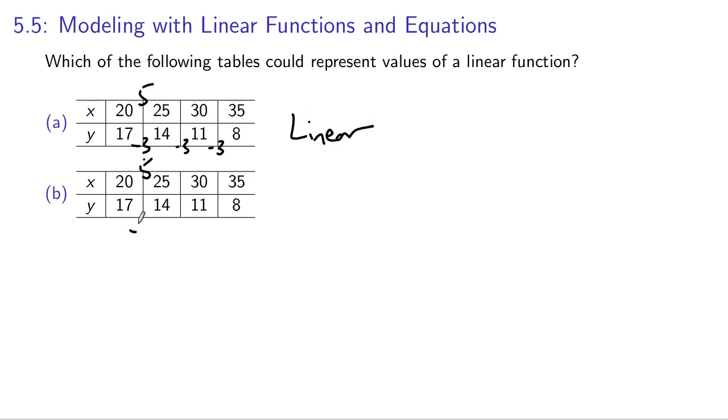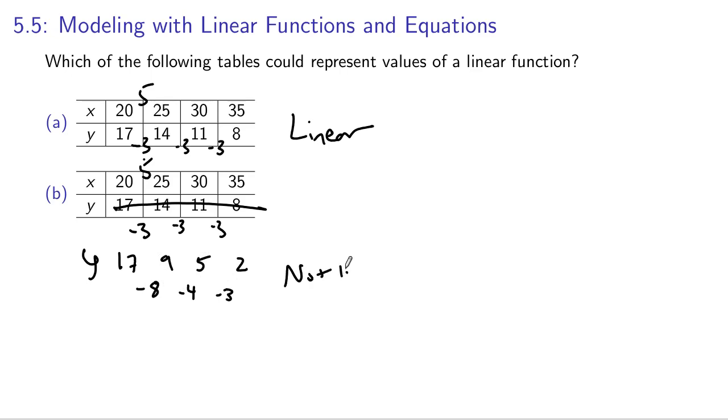Here we have -3. This is the same table. Some kind of mistake in the slides here. Let's pretend the table looks like this: 17, 9, 5, and 2. So here we would have a change of -8, -4, and -3. So this is not linear. So there was a mistake in the slides here. Sorry about that.